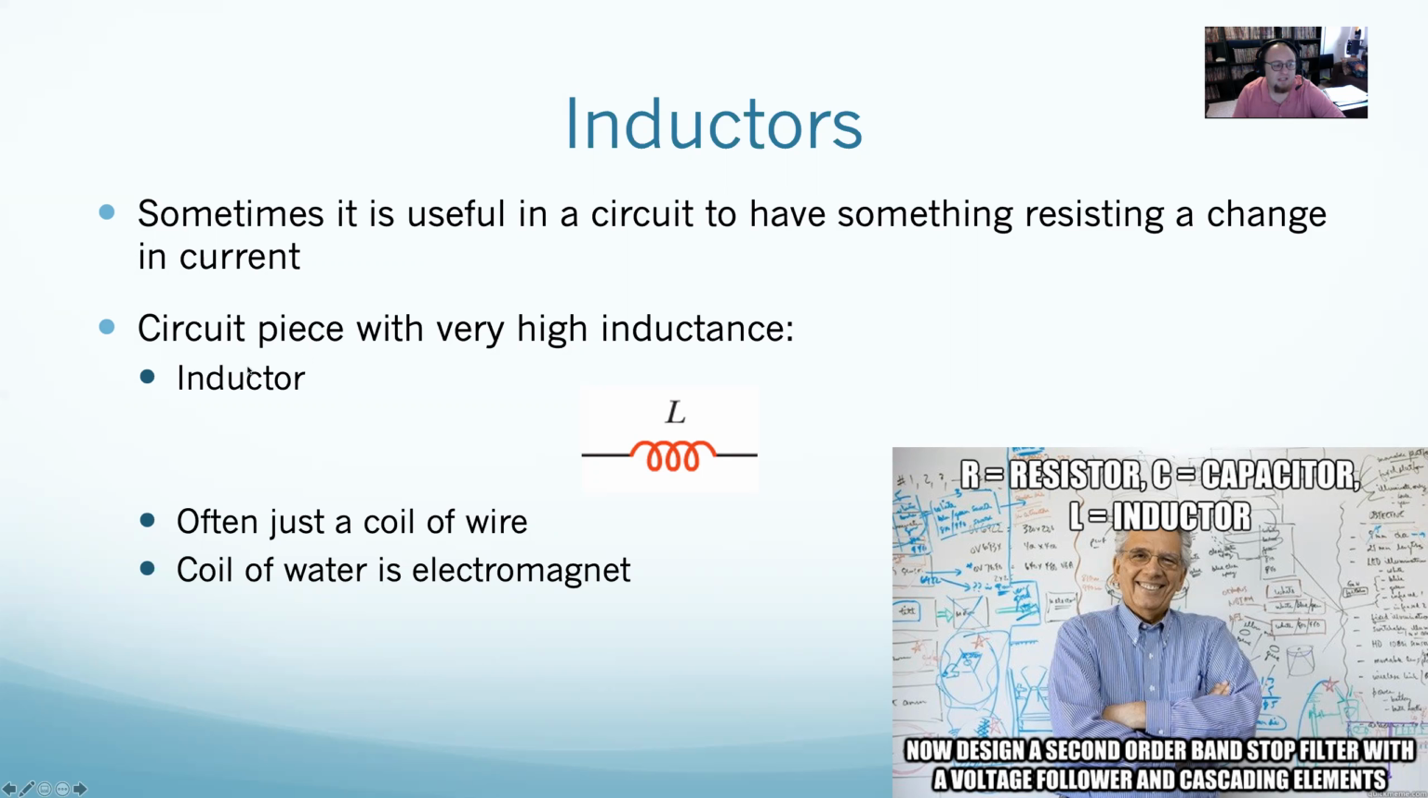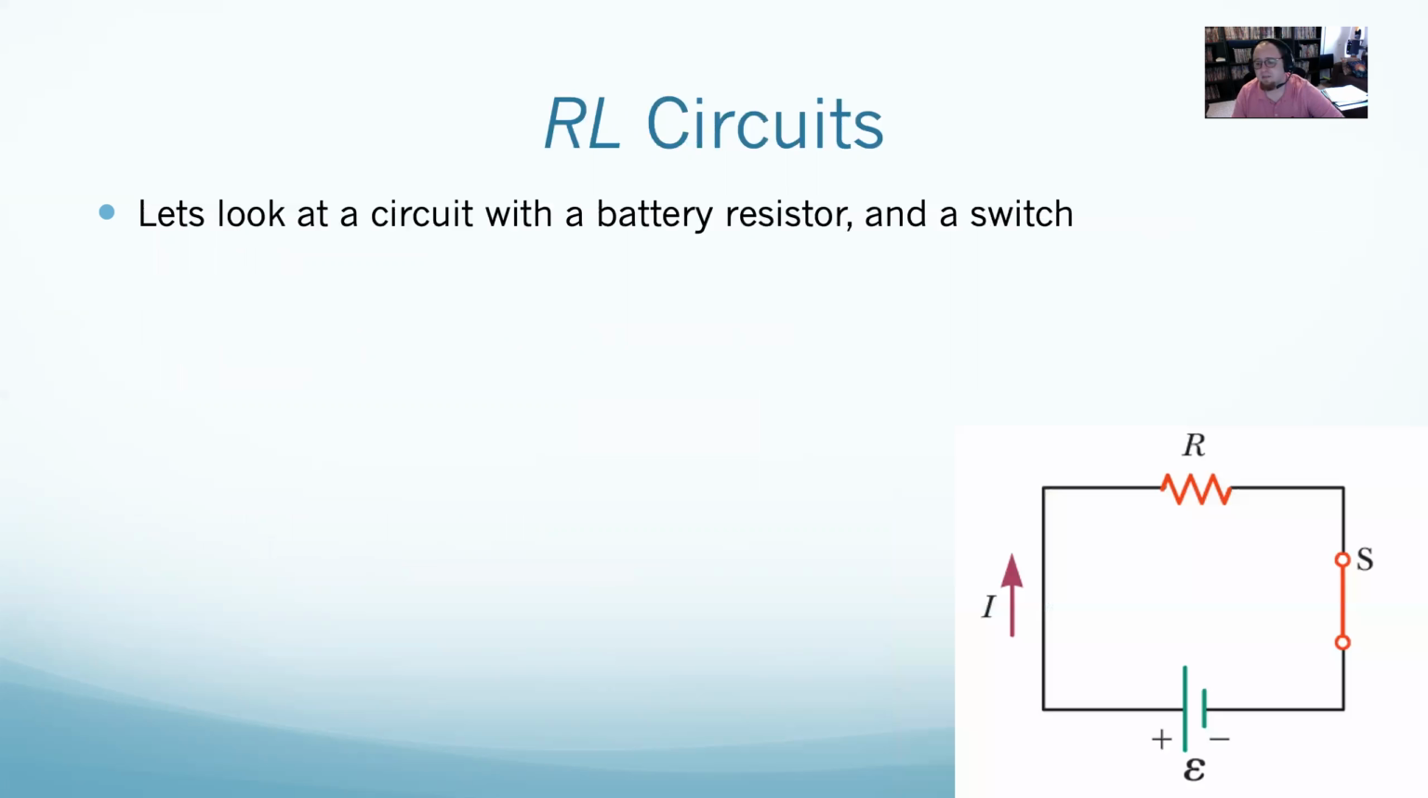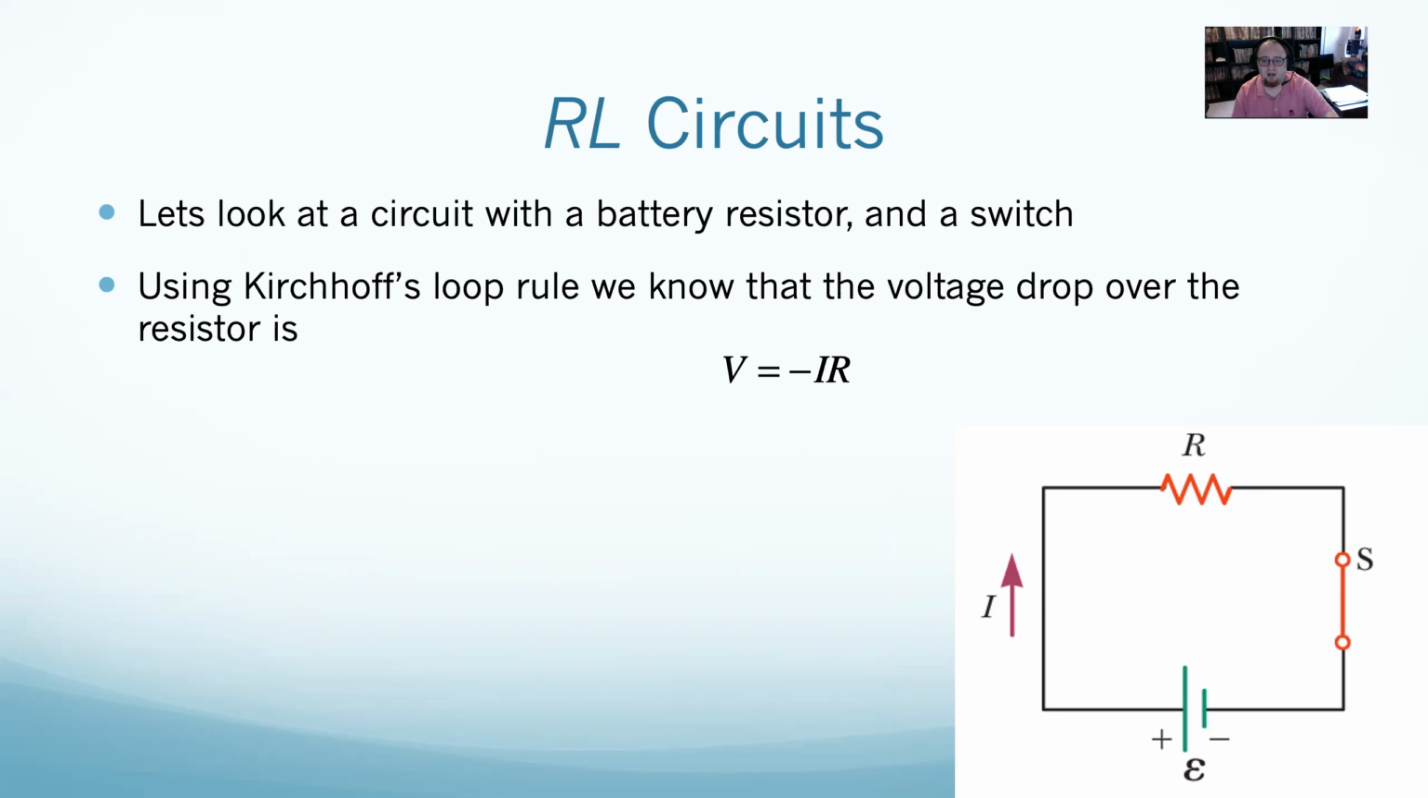So let's talk about what happens when you put an inductor in a circuit. We've talked about RC circuits, a resistor and a capacitor in a circuit. But let's talk about how we put a resistor and an inductor in a circuit together. Now, if I don't have an inductor, if I just have a resistor, I know the voltage drop over the resistor is negative IR. I do the Kirchhoff loop. The battery is how much voltage I gain, the resistor is how much I lose, so 0 equals EMF minus IR in this case.